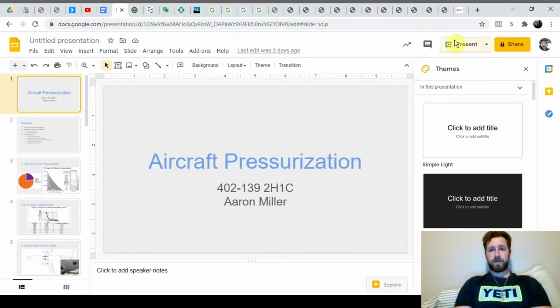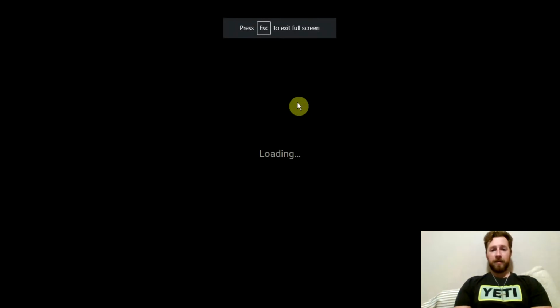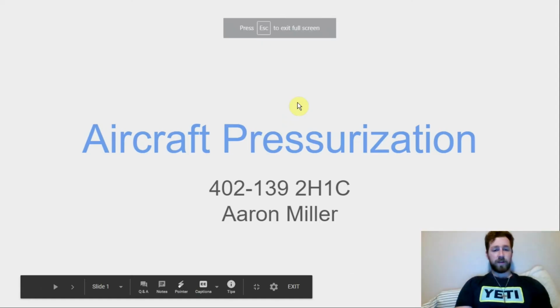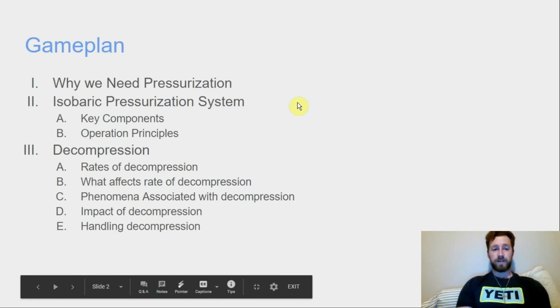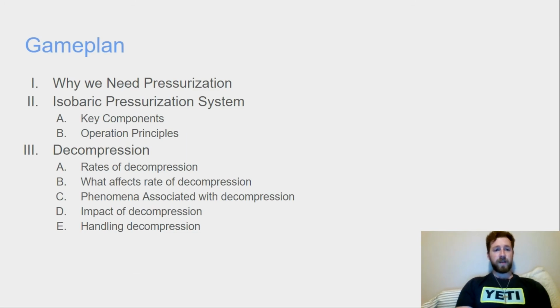Final presentation for the semester, and we're going to be talking about aircraft pressurization. Alright, so here's a game plan. We've got it broken down into three main sections. First, we'll start off by talking about why we need pressurization in the first place. Then we'll talk about the isobaric pressurization system.